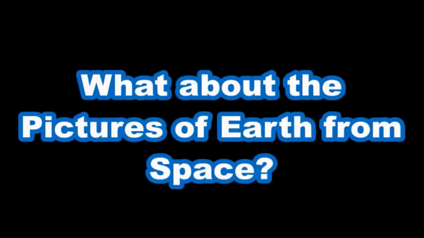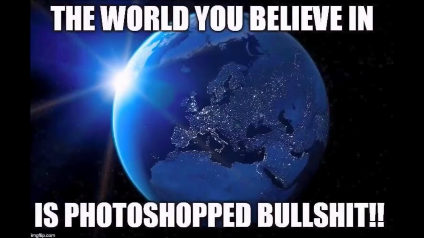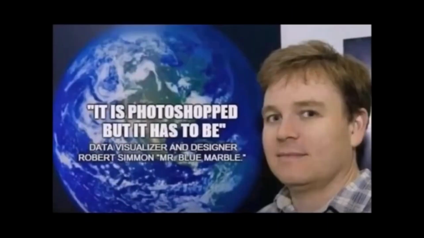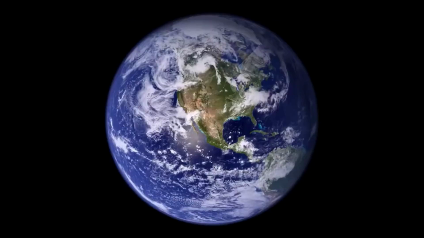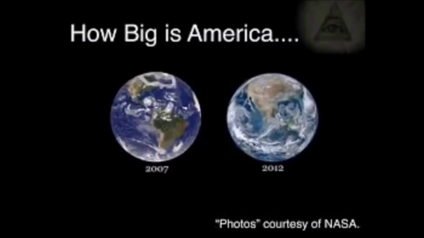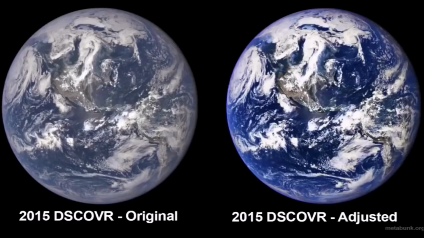What about the pictures of Earth from space? The pictures we see from NASA of Earth from space are badly photoshopped. It is so obvious that even they admit to photoshopping the cartoons, such as data visualizer and designer Robert Simon, who once said, "It is photoshopped, but it has to be." This only proves that these blue marble images are not real, but fake cartoons that NASA has given the public.